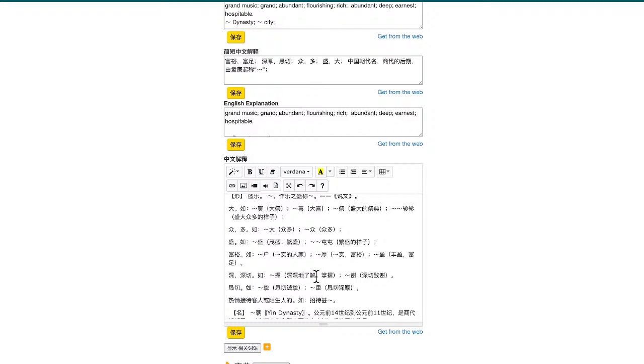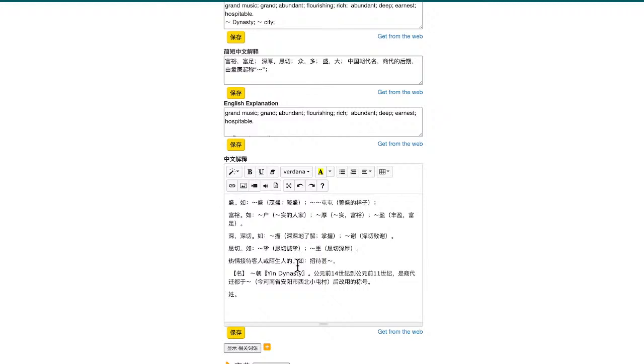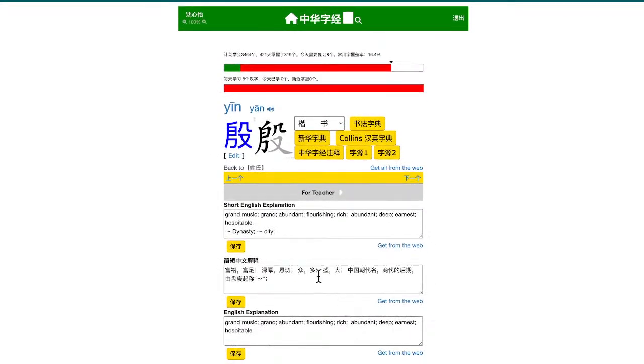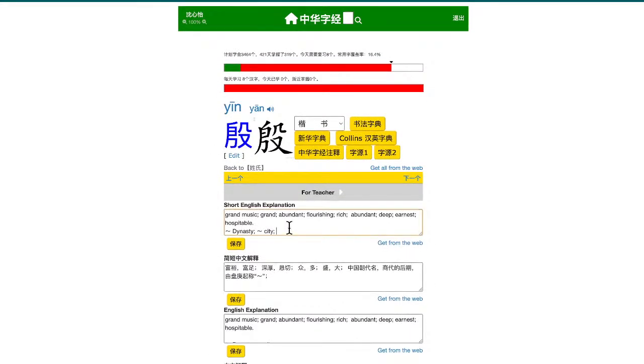Okay, it's called 殷实. Now this is also a name for the Yin dynasty, Yin Shang. This is like the 14th century BC. So it's a long time ago, more than 3,000 years ago. And also this is a family name. Okay, this is Yin. Let's take a look at the character.